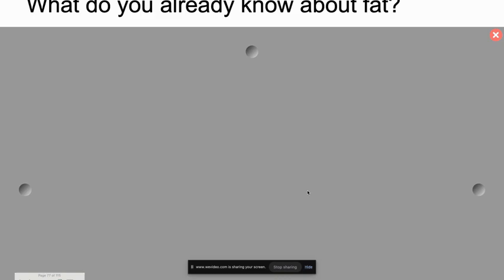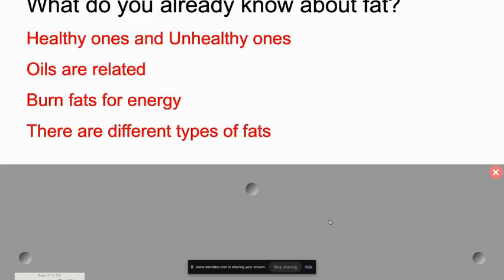I want to think about what you know before we get going. Make sure you have the note sheet in front of you, and at the top you'll see that it says to jot an idea down about what you already know about fats, or at least let's brainstorm briefly. These are some of the things that students have talked about in the past, right? That we might have healthy ones and unhealthy ones. We know that oils are probably related to fats, right? We burn fat for energy, and there are different types of fats. And we talked about fats in the soap making unit. So I'm hoping that you remember some aspects of it.